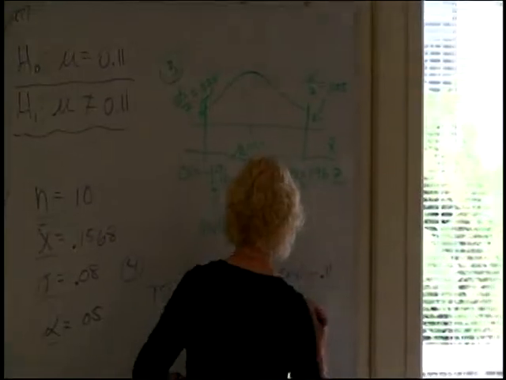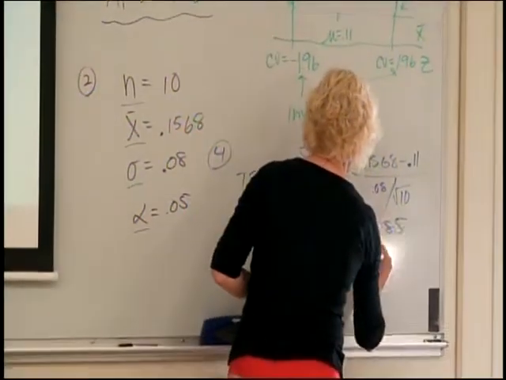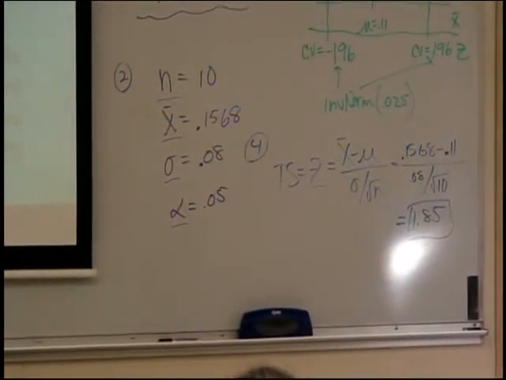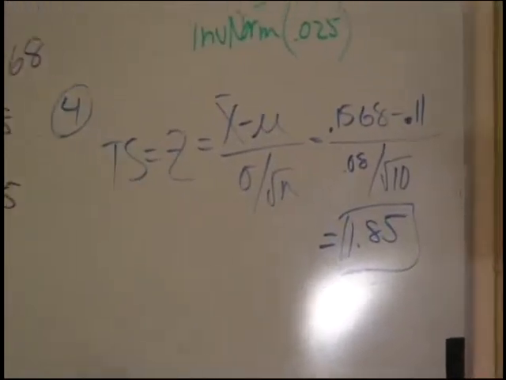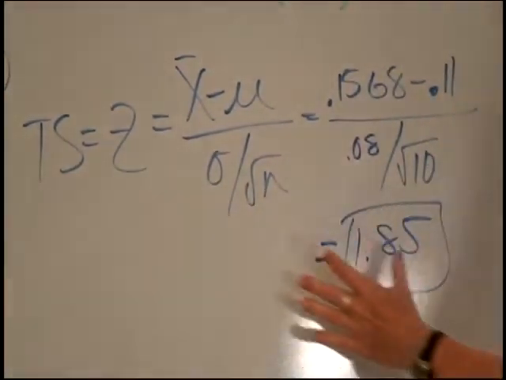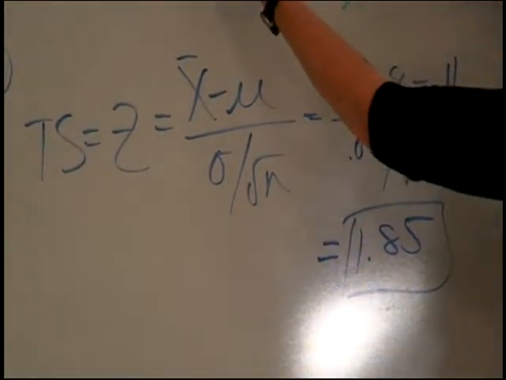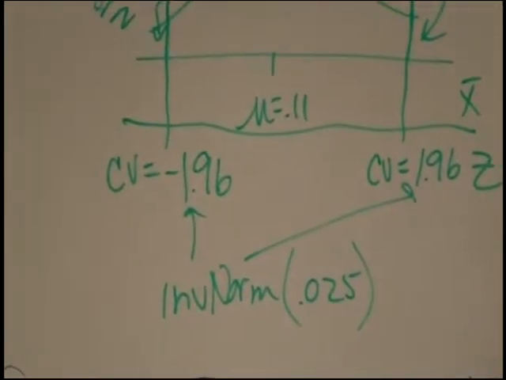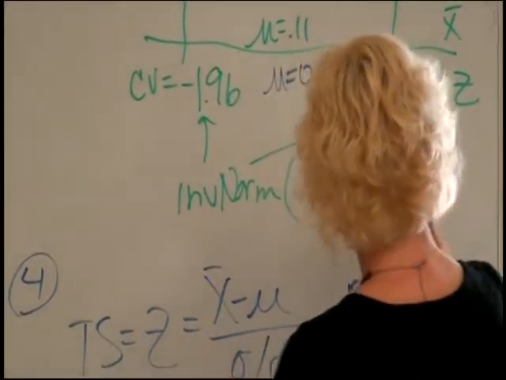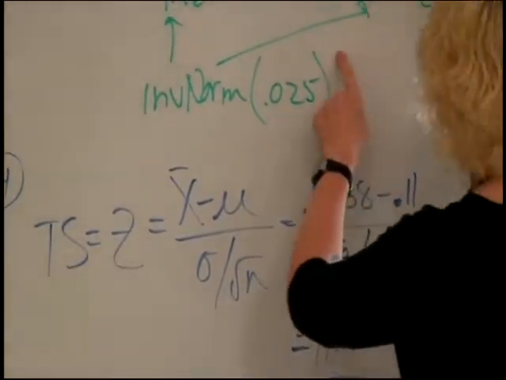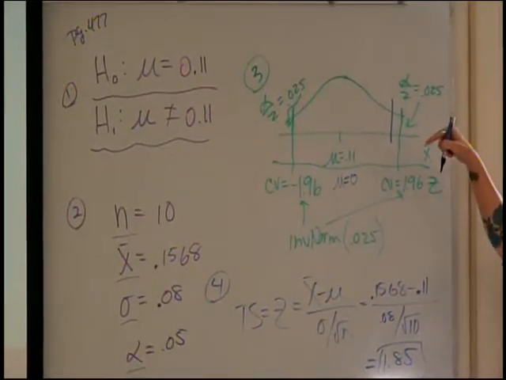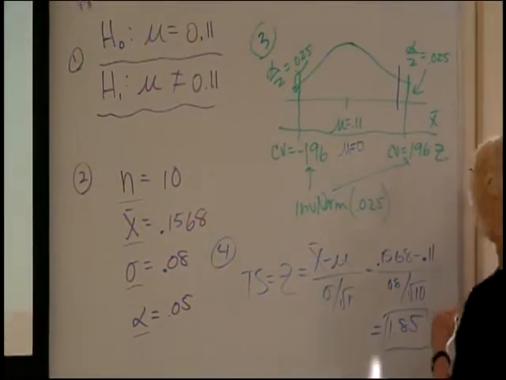1.85, Mark? Anyone agree? Okay. So now we're going to compare the location of the test statistic with the location of the critical values. So the test statistic is going to fall, remember in a standard normal, the mean is 0. 1.85 is going to fall real close to this critical value, but still within the do not reject region. Is everyone okay with that?